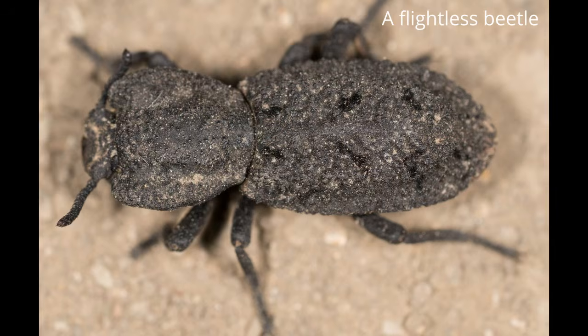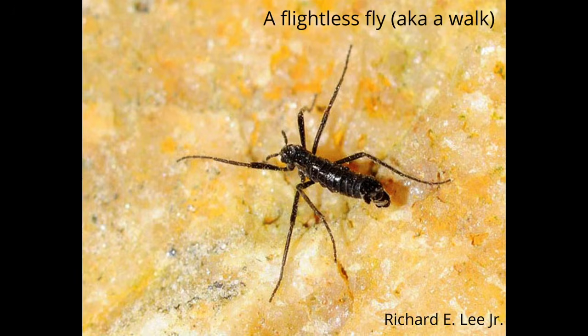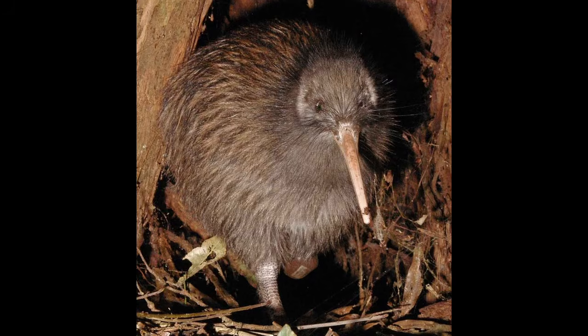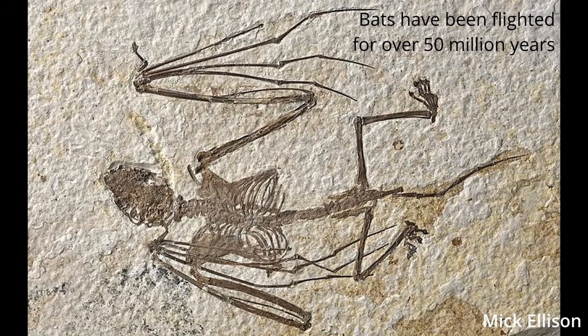If we look at the two other groups of extant flying animals, the majority of insect orders have flightless members, and birds have lost flight over 150 times. Rails alone have done so 30. So why have bats not done so too?